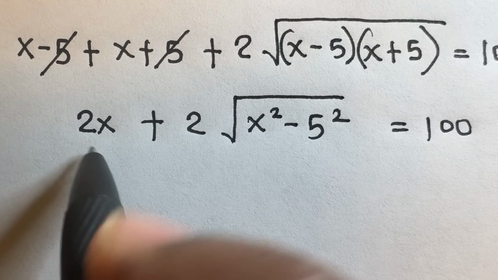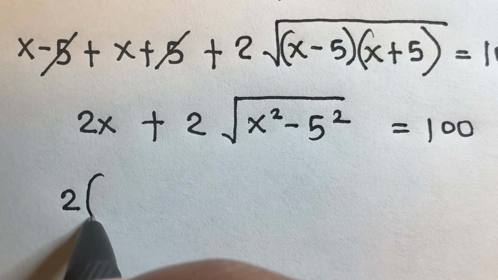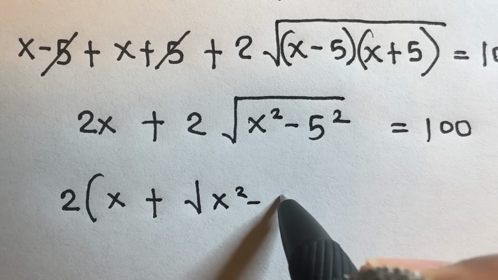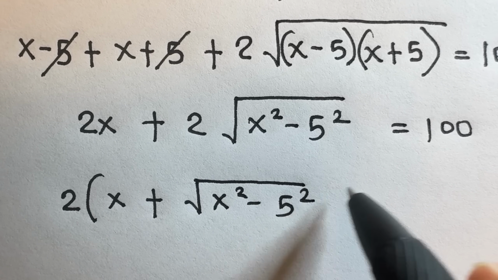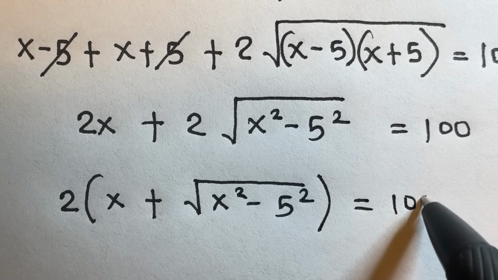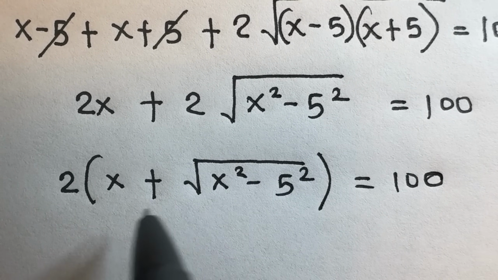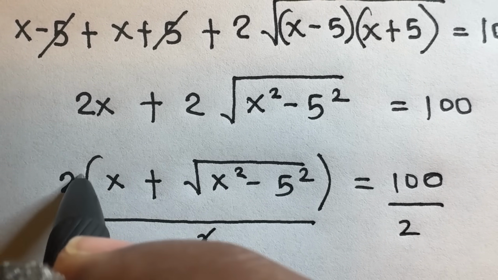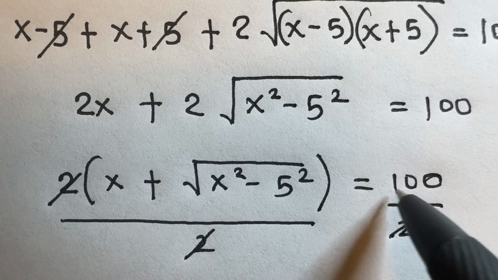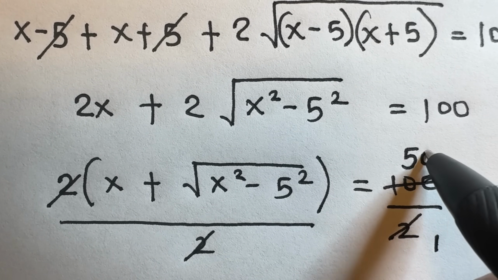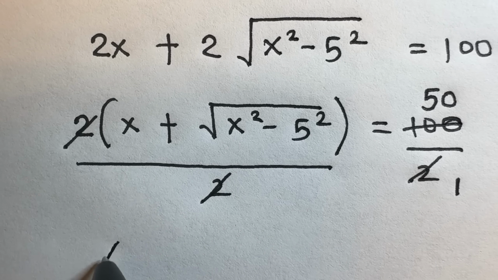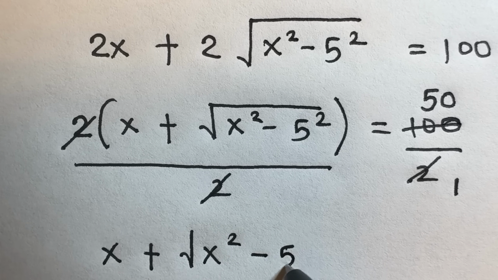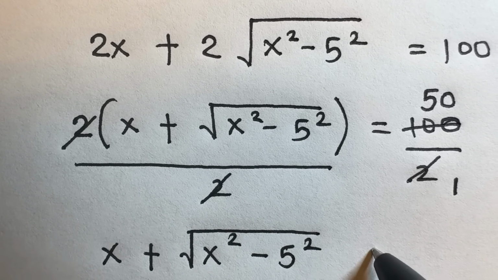Since we have 2 here, we have 2 here, we can factorize that as 2 into x plus the square root of x squared minus 5 squared, then equal to 100. So that I will now divide both sides by 2. 2 here cancels 2 here. 2 here is 1. 2 in 100 is 50. This will give us x plus the square root of x squared minus 5 squared is equal to 50.